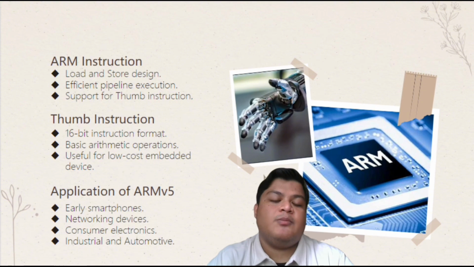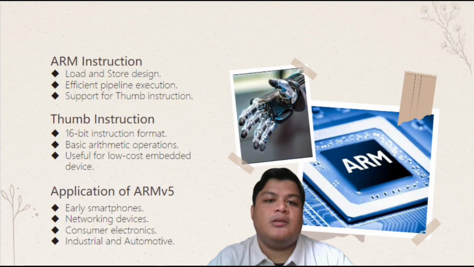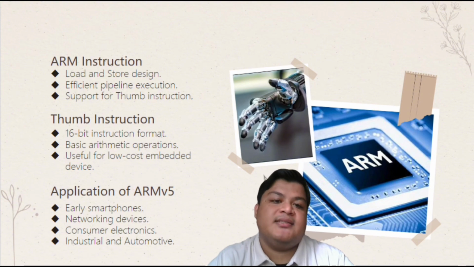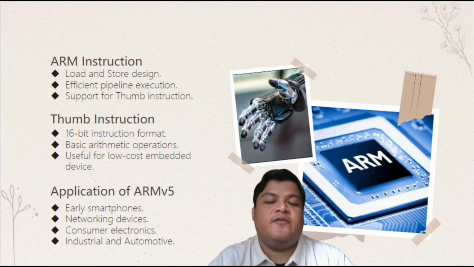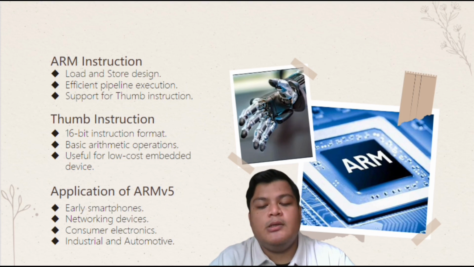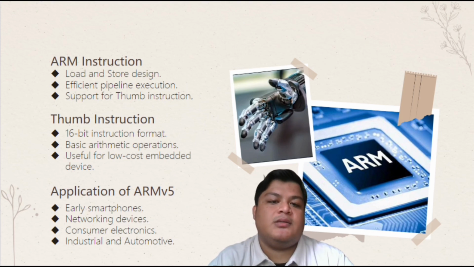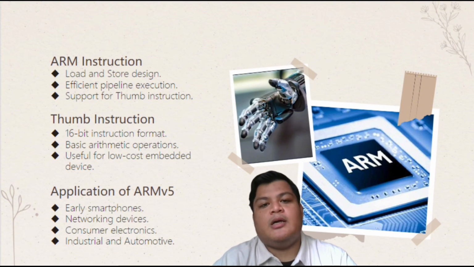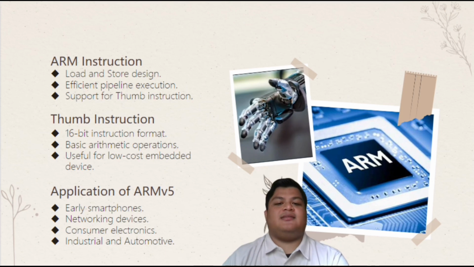Another important feature is support for Thumb instructions. The Thumb instruction set uses a 16-bit instruction format, making programs smaller and reducing memory usage. They support basic arithmetic operations and are useful for low-cost embedded devices. And ARM version 5 was widely used in early smartphones, networking devices, consumer electronics, and industrial as well as automotive systems. So I will pass to my next friend.